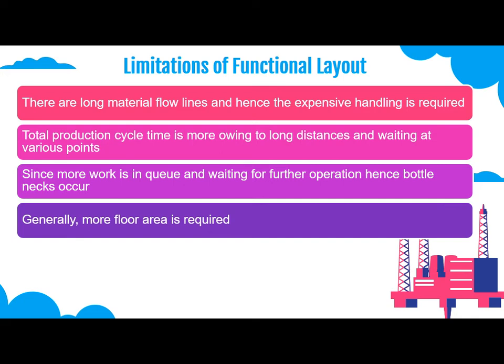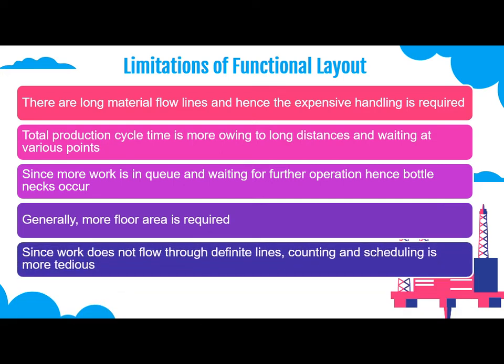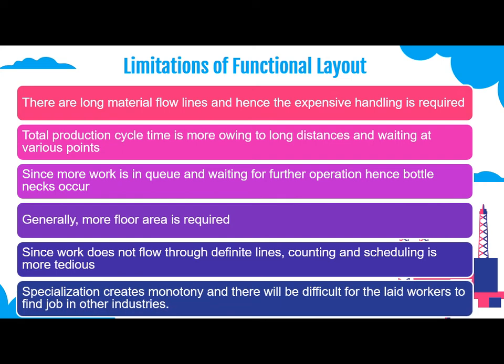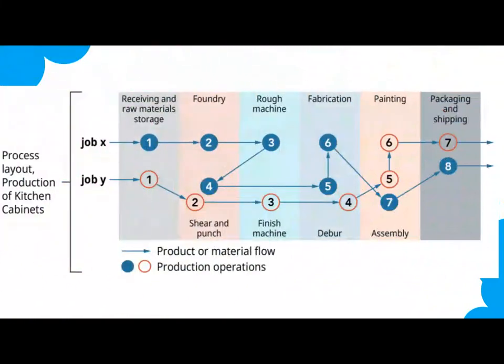Generally, more floor area is required in case of process layout. Since work does not flow through definite lines, counting and scheduling is a more tedious job. Specialization creates monotony and it will be difficult for the laid-off workers to find jobs in other industries. These are limitations of functional layout.